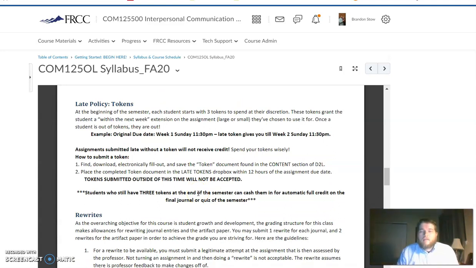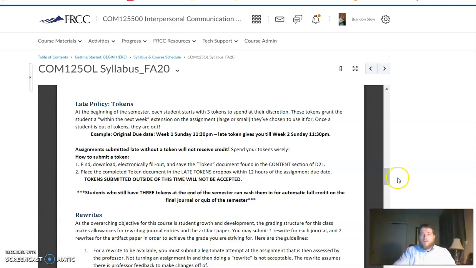So the late policy is late tokens. So at the beginning of the semester, each student starts with 3 late tokens, and you get to use those at your discretion. Essentially, it means you get to use a late token on any assignment you want to turn in late.